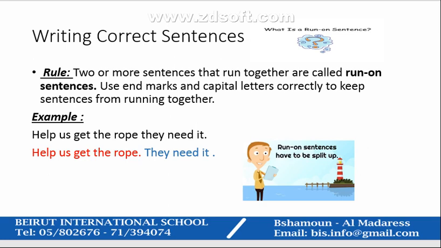For example, help us get the rope they needed. Here we have 2 running sentences that we need to stop from running after each other. The first sentence here is help us get the rope. We put a period, a point. Then the next sentence would be they needed it.